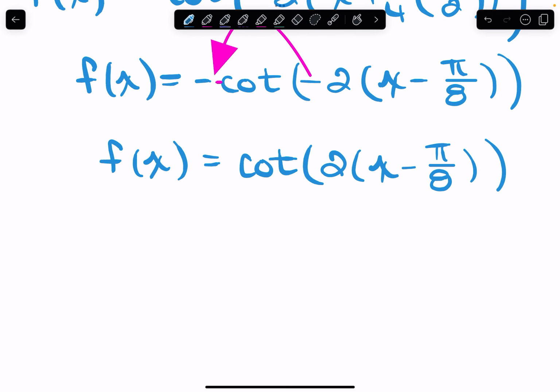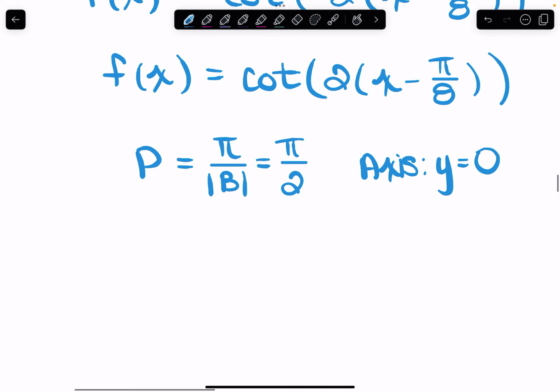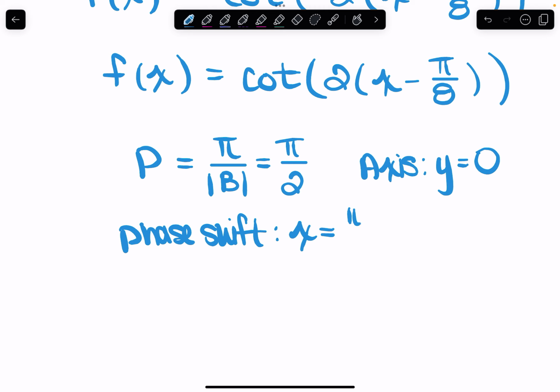All right, period. Pi over b, which is going to be pi halves. Axis, y equals 0, since there was no shift up or down. So they're going to align on the x-axis. We need our phase shift. That starting critical value, which is going to be right pi over 8, so it's at x equals pi over 8.